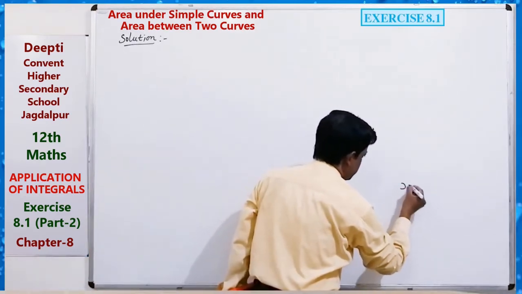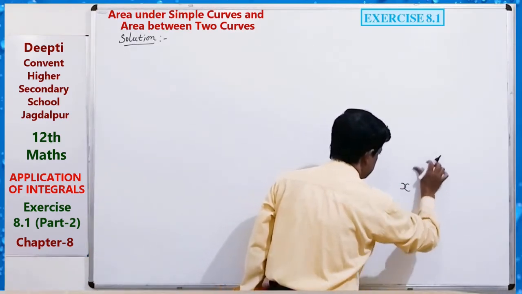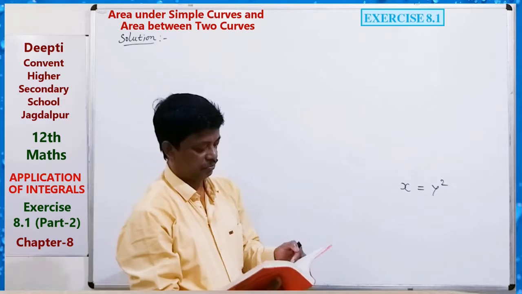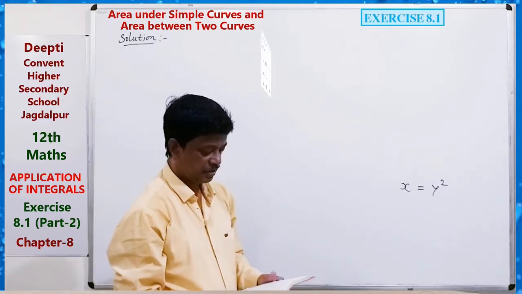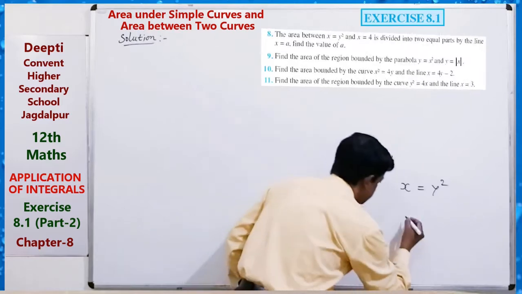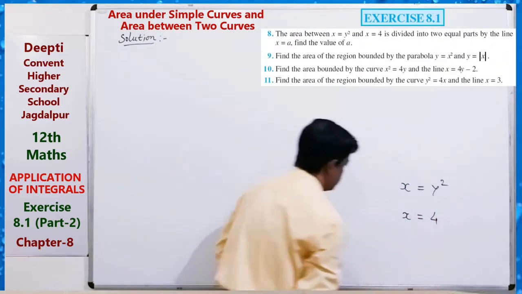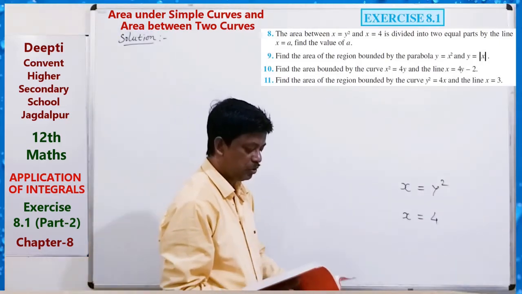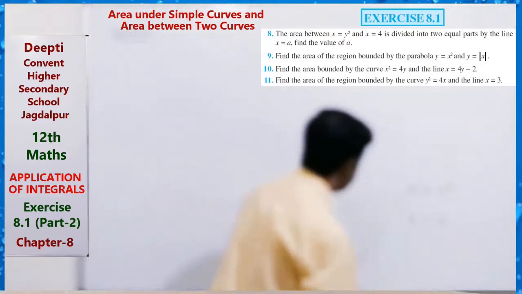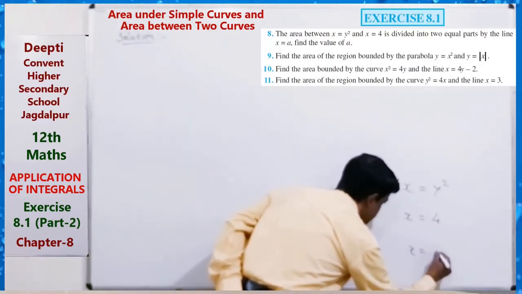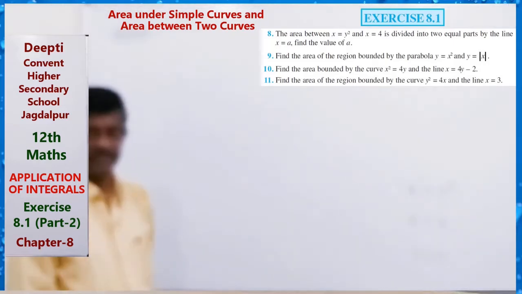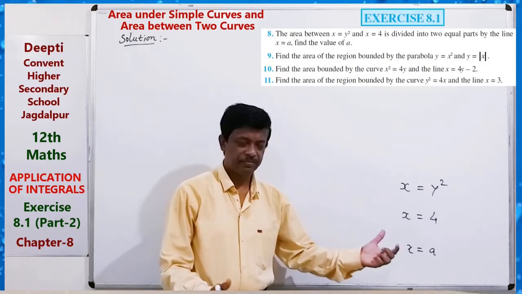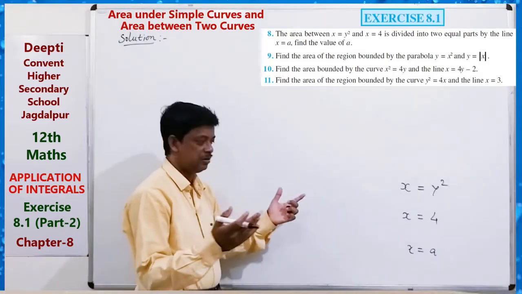The given curve is x equals y square, and x equals 4 is the line. The area between this curve and this line is divided into two equal parts by the line x equals a. Find the value of a. This is an open curve, a parabola, and x equals 4 is a line, and we have to first of all draw the diagram.